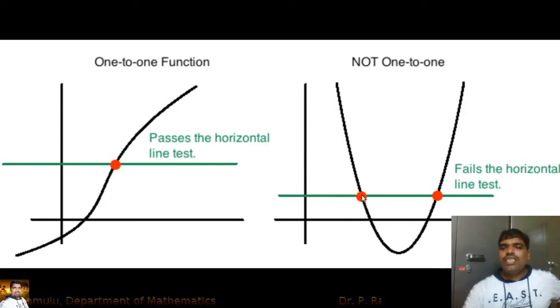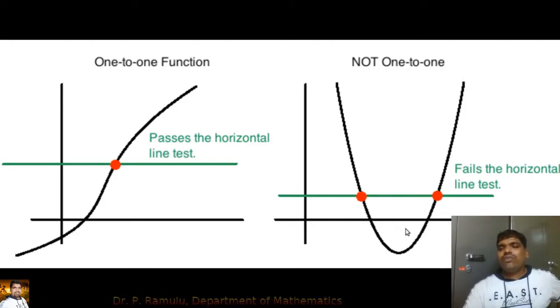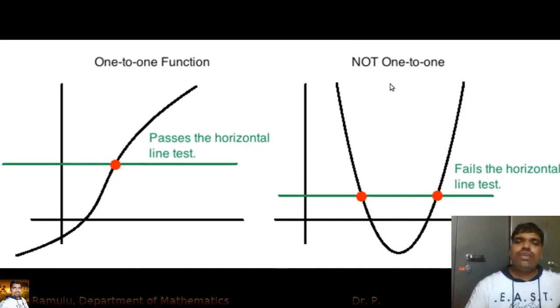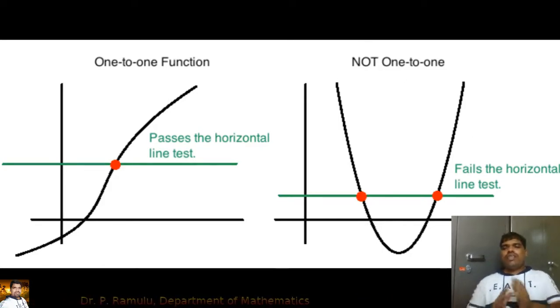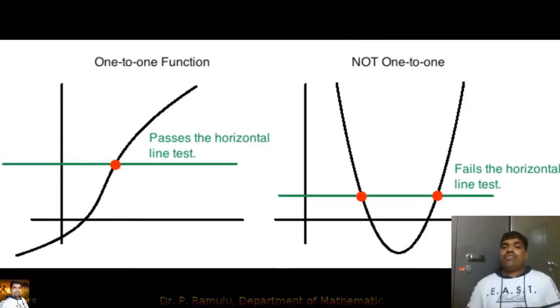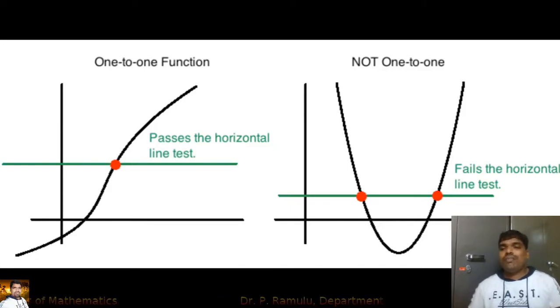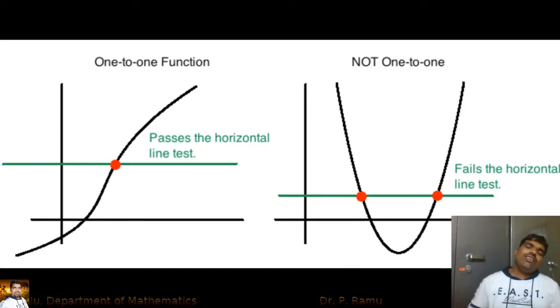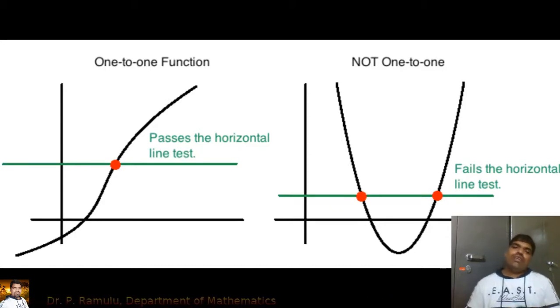Why? Because distinct elements have the same image. You can observe here, it looks like a parabola. 1 and minus 1 go to the same value, 2 and minus 2 go to the same value. Like this it happens. At this value you can observe this and this value: distinct elements have the same images, therefore it is not one-to-one. I'm repeating again, if any line parallel to the x-axis cuts the given graph twice, not only twice but more than once, it is not a one-to-one function.